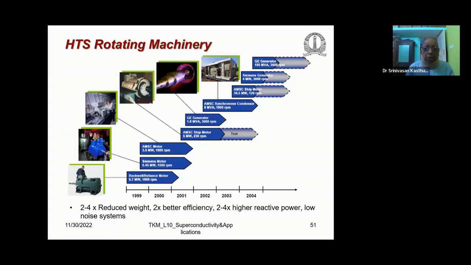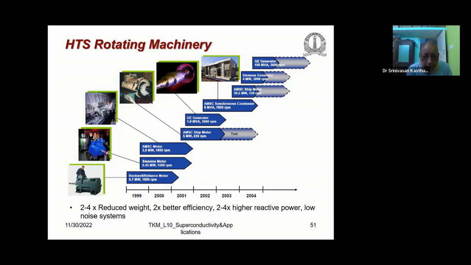Now, HTS rotating machinery have been developed by several industries like Rockwell, Reliance, Siemens, American Superconductors, GE, then again Siemens and GE and so on. So many different industries over a period of time have been trying to make HTS rotating machinery. The advantages: 2 to 4 times reduced weight, better efficiency, and lesser reactive power.